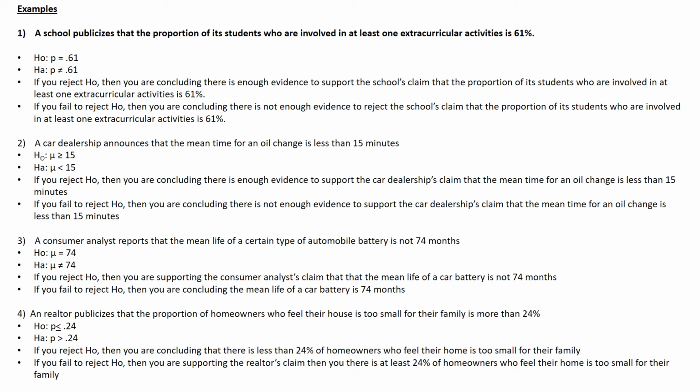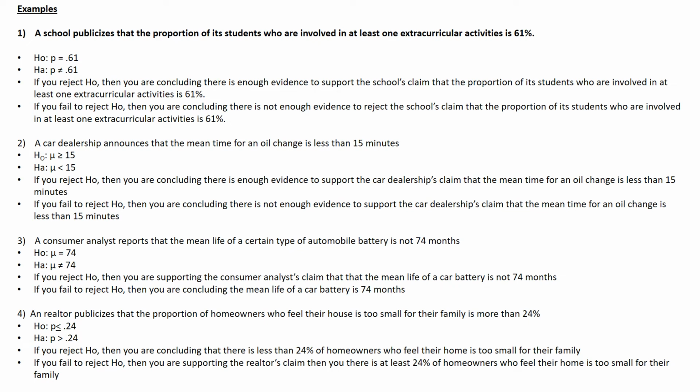Consumer analyst reports that the mean life of a certain type of automobile is not 74 months. So this is equal and not equal. And remember, the claim is on the not equal in this case. So it means the null hypothesis has to be the equality statement. It equals 74 months, and the alternate is not equal to 74 months, what the claim is. If we reject the null hypothesis, we're accepting the claim sitting on the alternate. That's not 74 months. If we fail to reject H sub O, in other words, we accept it, then we're going to say the mean life of the automobile is 74 months.